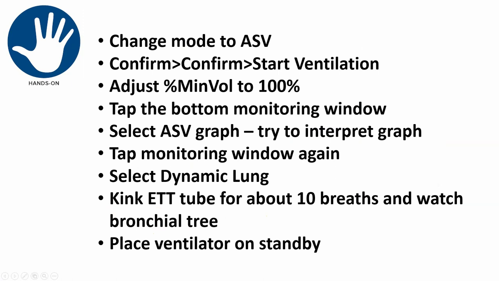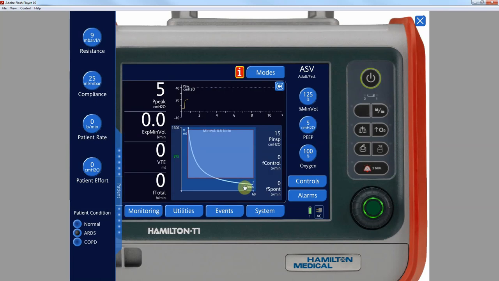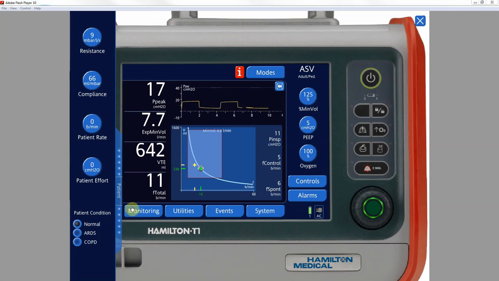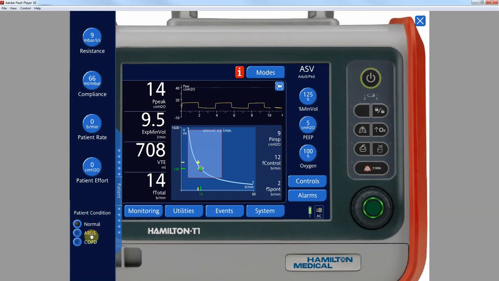So we're going to go in here and look at a few different ASV graphs. We'll start ventilation. Let's give the patient a normal set of lungs. You can see we have a square safety box that's allowing a high tidal volume and a wide range for the respiratory rate. What ASV is doing is giving you a tidal volume and a rate combination to meet 125% of the normal expiratory minute volume. So what happens if the patient has ARDS and you have a minute volume of 125%?